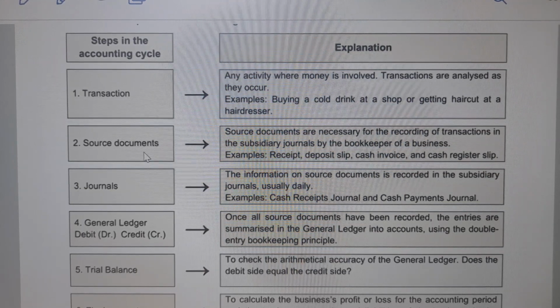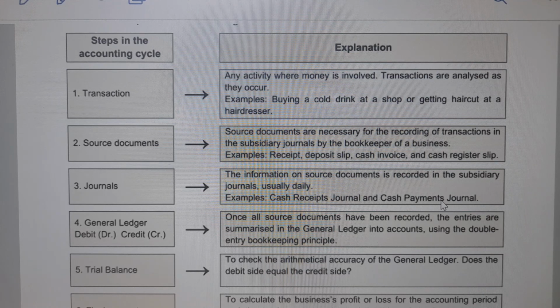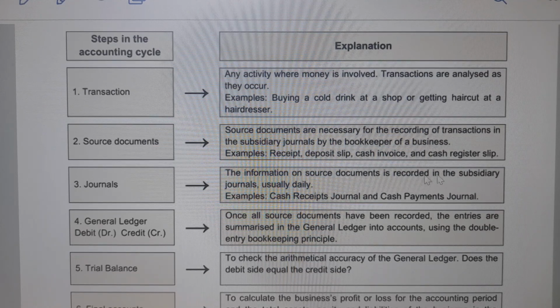Third, it's journals. So we start with the transaction, we go to the source document, and we move to the journal. The information on the source documents is recorded in the subsidiary journal, usually daily. Examples of the journals that we have are the cash receipt journal, which we call the CRJ, and the cash payment journal, which is the CPJ.